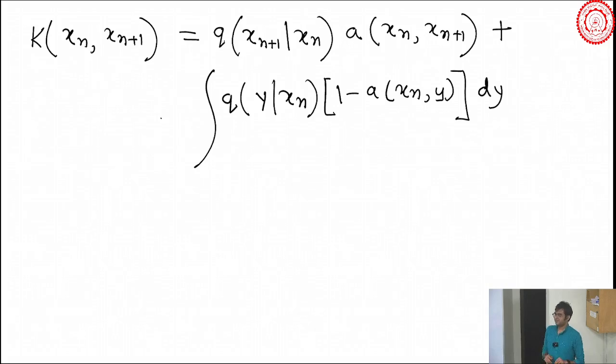Now, what are the conditions it needs to satisfy? Detailed balance, then irreducibility, then aperiodicity. Let's start with aperiodicity. Can you explain why it is aperiodic? You don't need any more information for that.